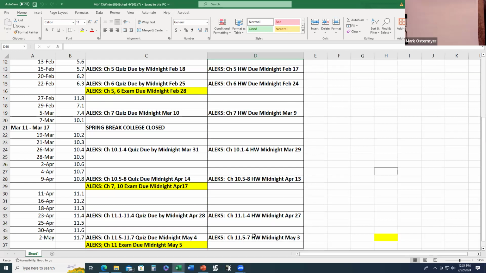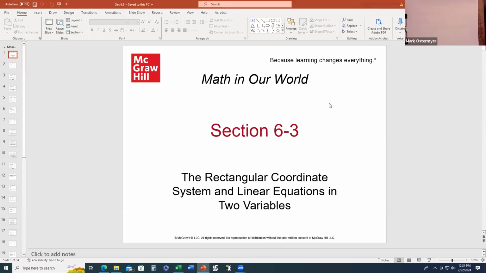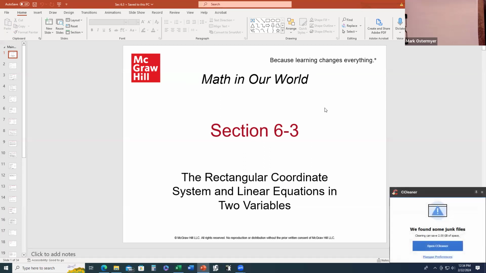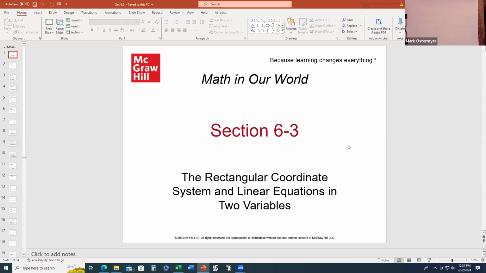Okay. So section 6.3. I'm not going to go through this PowerPoint in its entirety. I will post a PowerPoint on Canvas along with the video, of course. But I'm going to go over the first, I think, 7 slides here to get us started. The rectangular coordinate system. Sometimes it's called the Cartesian coordinate plane, or sometimes it's just referred to as the plane.